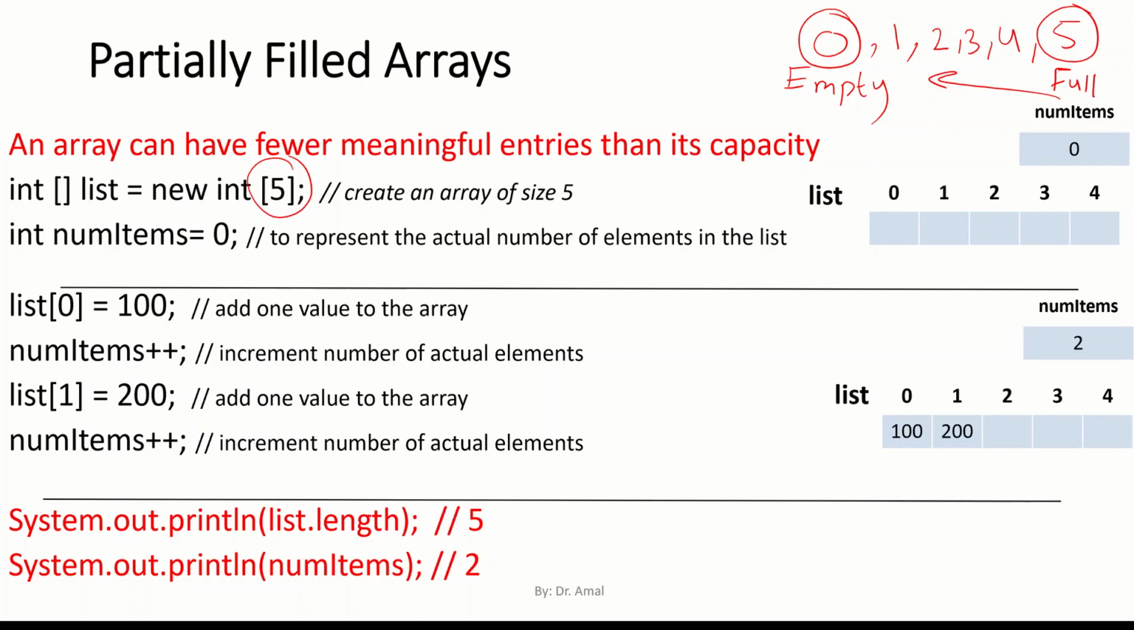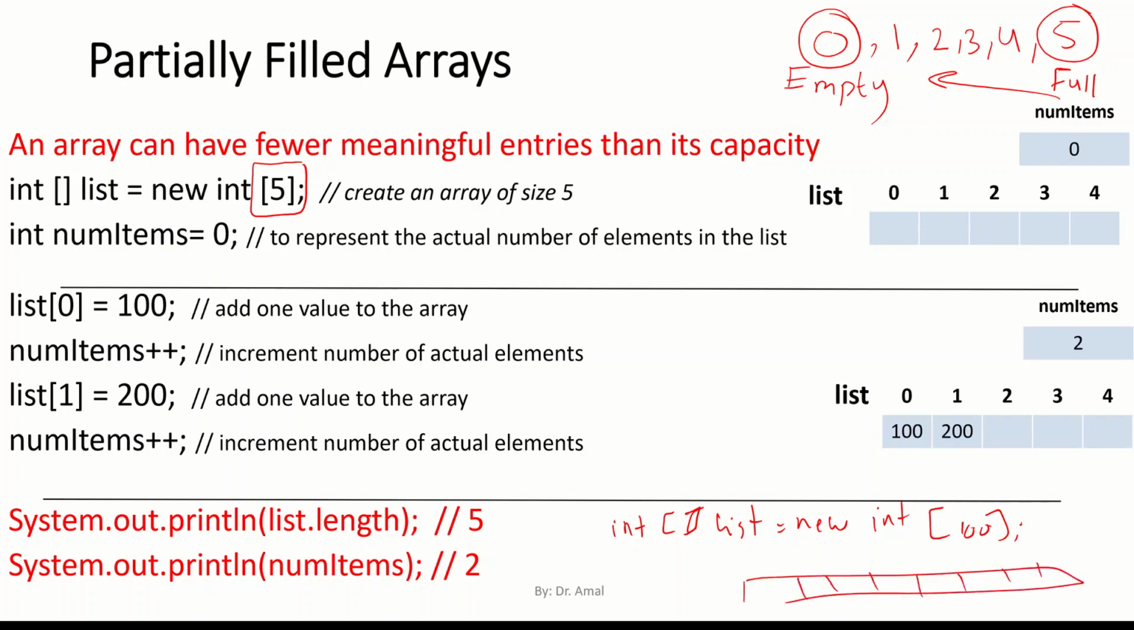We need to know that once we declare the array, we always have a number indicating the number of locations we have in our array, and we call this the physical size. But actually, in most cases, we don't use all the locations. So for example, if I say I have int[] list = new int[100], this is a very big array of 100 locations, and maybe I'm not using all 100 locations. I need to use only, for example, 3 or 10 of these locations.